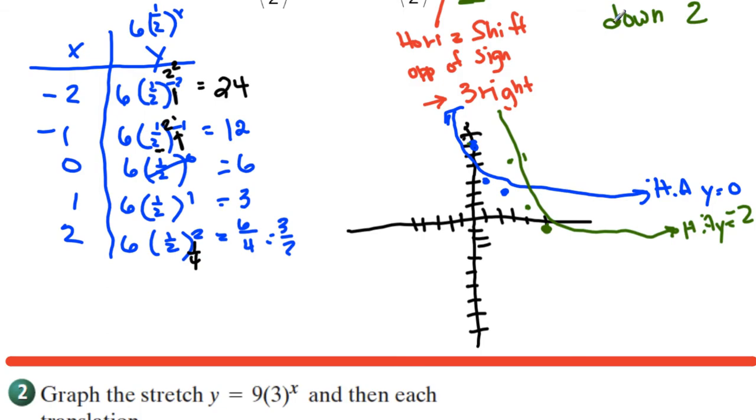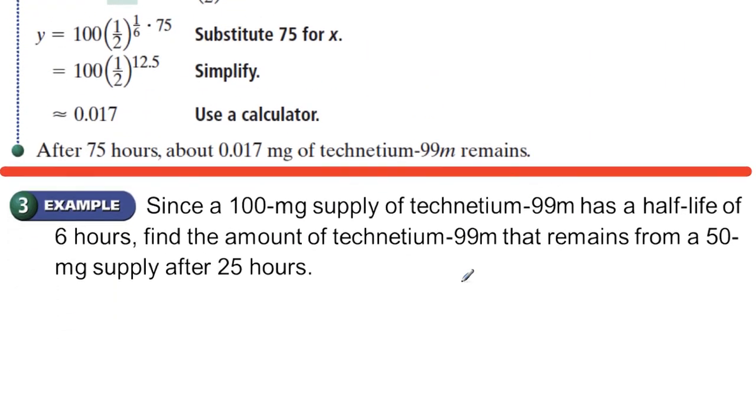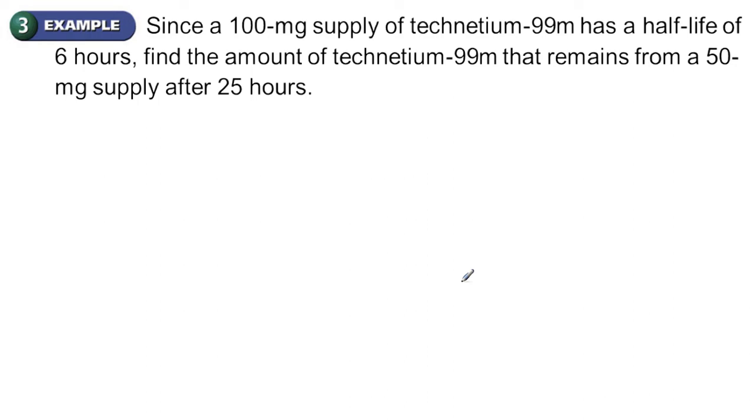Oh my goodness, this is taking forever, and I'm sorry. Example 3, we're visiting Technetium 99 again. Going back to chapter 7, we haven't worked with it once, I think. If not, I'm confusing you with algebra 1. Since a 100 milligram supply of Technetium 99M has a half-life of 6 hours, find the amount of Technetium 99M that remains from a 50 milligram supply after 25 hours.